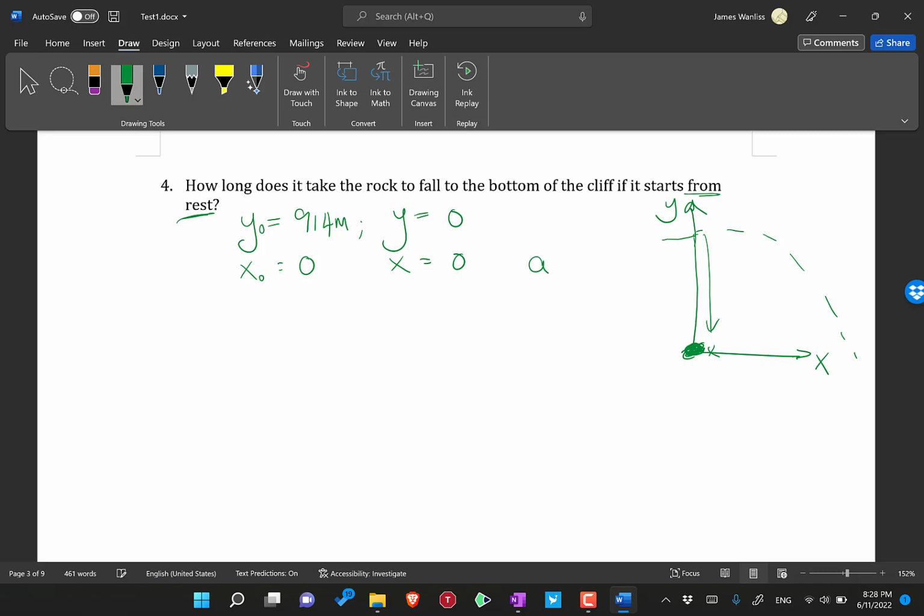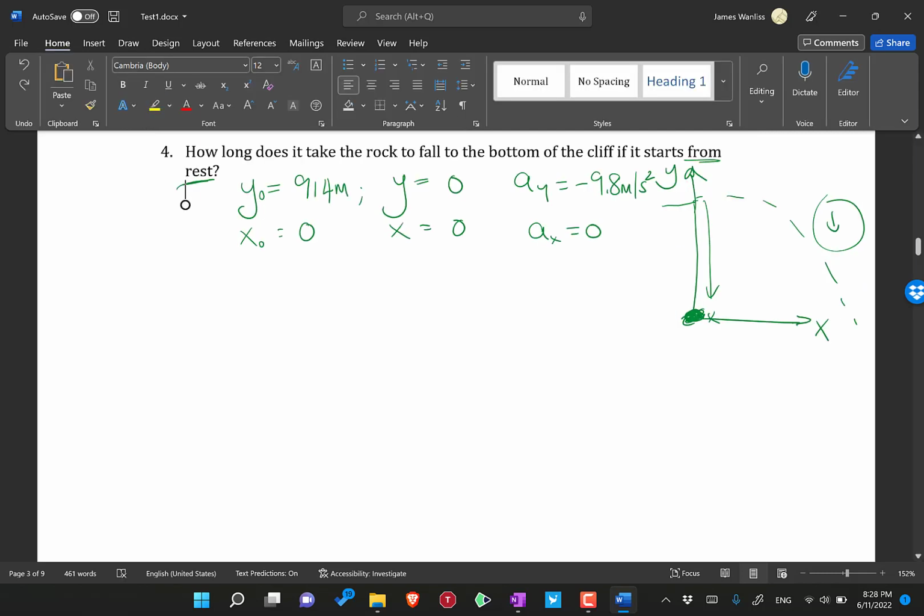Acceleration in the x direction, nothing. Acceleration in the y direction. The acceleration is due to gravity, so that's 9.8 meters per second squared. That's the size. Now, which way is the gravitational force pulling you? Is it pulling you up or down? The answer is down. Therefore, that's got to be minus 9.8 meters per second squared, because in our picture over here, we said up is positive.